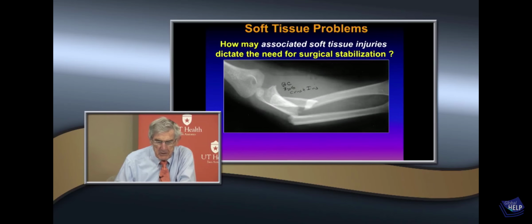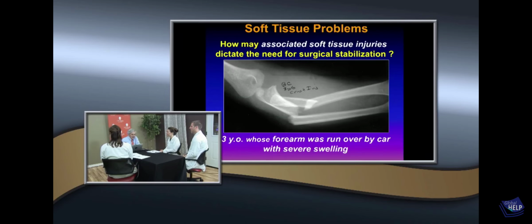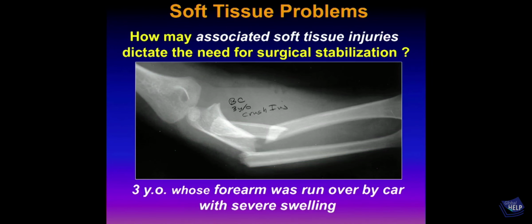So here's actually just a 3-year-old, and the forearm was run over by a car, and he was kind of a little bit overweight, and so he had a lot of soft tissue swelling. Can you manage this in a cast? No. Probably not. You have a little bit of a problem here because it's such a short arm and he's got a lot of soft tissue swelling.